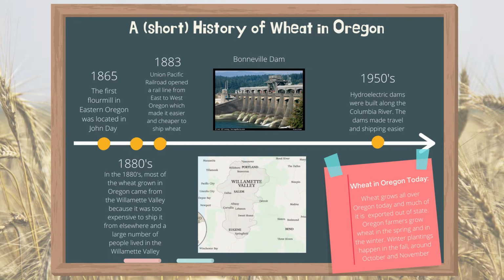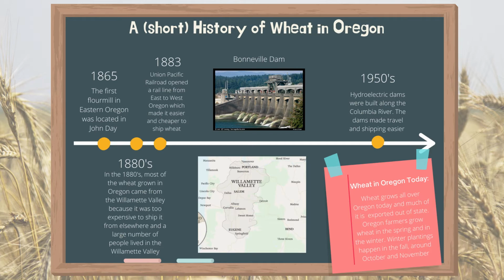Okay, I want to move on and share with you a very short, very brief history of wheat in Oregon. This is not the only history of wheat in Oregon. There are lots of other stories of wheat growing in Oregon, but I wanted to give you a few important dates, starting in 1865, when the first flour mill was built in eastern Oregon. Flour mills are important because they turn wheat seeds that are hard and not easy to eat into a finely milled, finely ground flour that we can use in our baking and cooking.